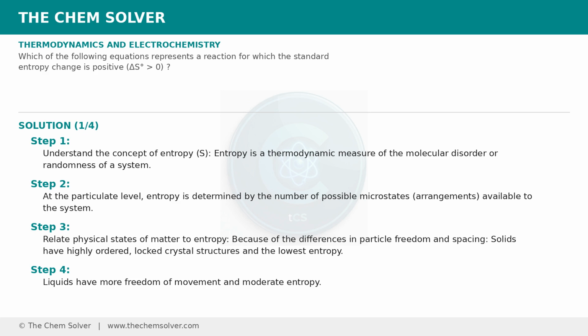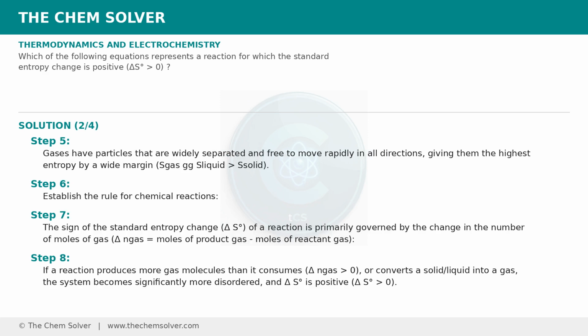Relate physical states of matter to entropy. Because of the differences in particle freedom and spacing, solids have highly ordered, locked crystal structures and the lowest entropy. Liquids have more freedom of movement and moderate entropy. Gases have particles that are widely separated and free to move rapidly in all directions, giving them the highest entropy by a wide margin. S gas >> S liquid > S solid.